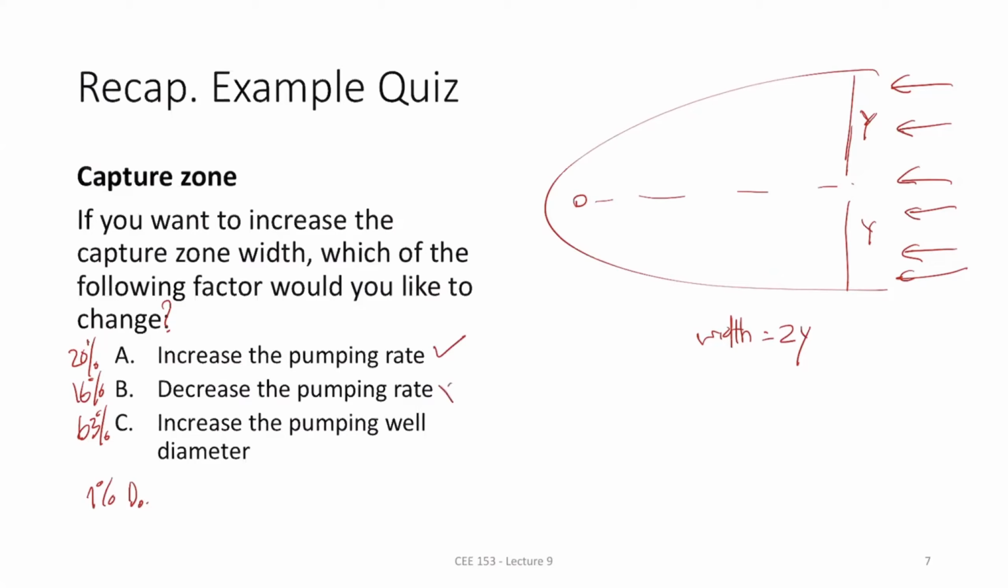And then increase the pumping well diameter. If you see the equation, it doesn't really change much. Pumping rate is basically if you apply more force, that's what it is. So that doesn't have that in the equation. So the right answer is A.